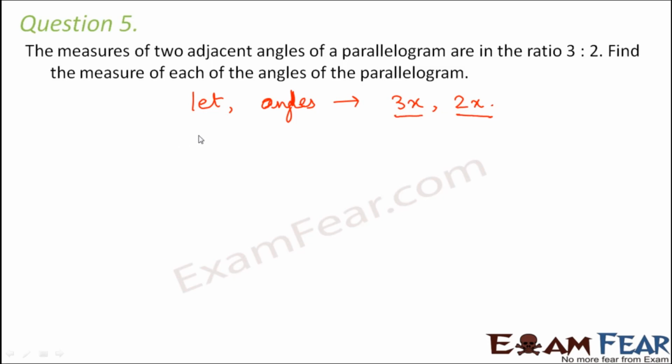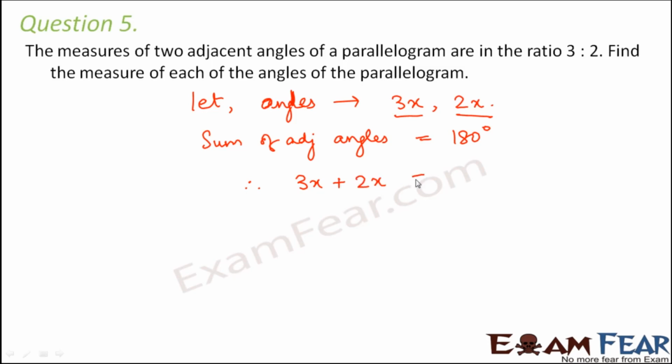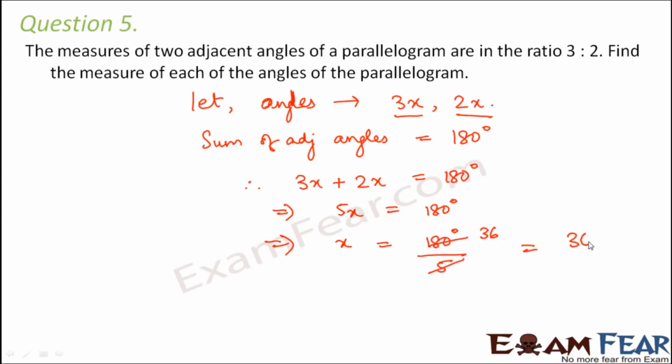Now as per the property of parallelogram, we know that the sum of adjacent angles in a parallelogram is equal to 180 degrees. So therefore 3x plus 2x should be equal to 180 degrees, or we can say 5x will be equal to 180 degrees, or x would be equal to 180 degrees divided by 5. So this would be 36. So x would be equal to 36 degrees.